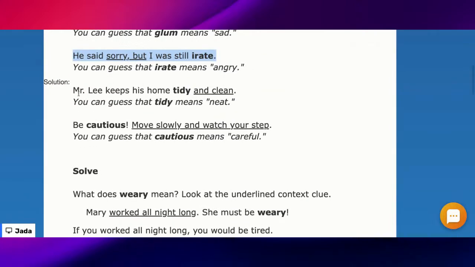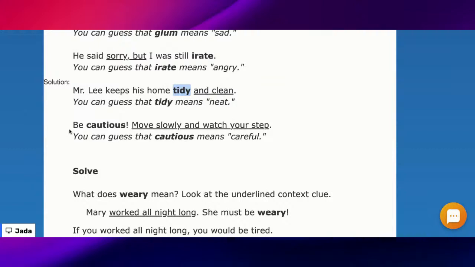So we have: Mr. Lee keeps his home tidy and clean. Now, you can guess that tidy means neat. Let's say you see tidy and you're not sure what it means. You ask yourself, what does tidy mean? But it's giving you a hint around it, which says Mr. Lee keeps his home dash and clean. The most suitable will be neat and clean. So tidy here signifies neat.